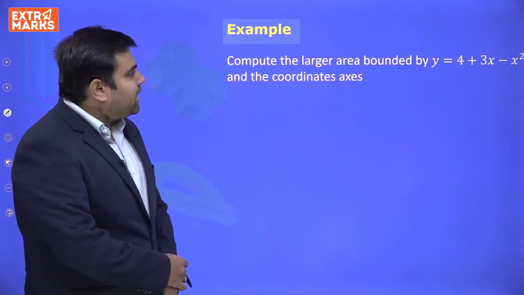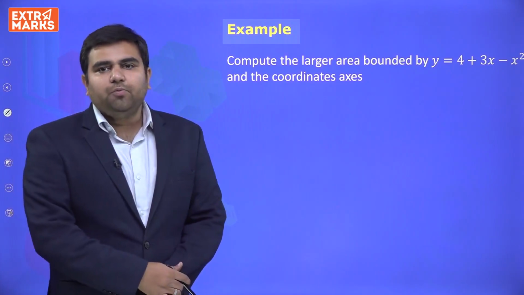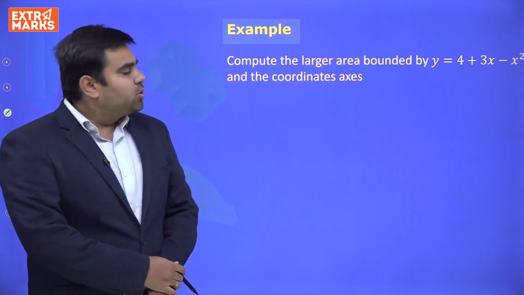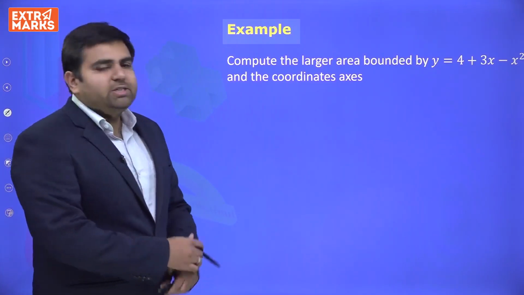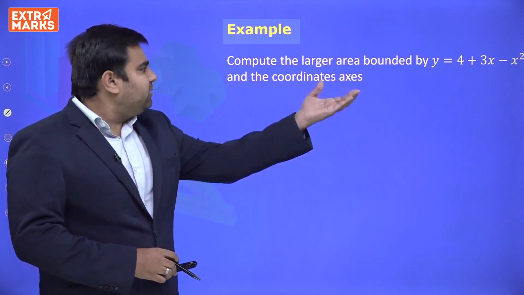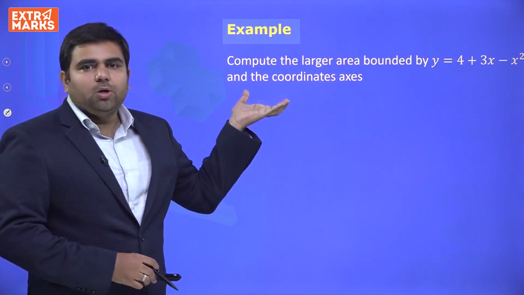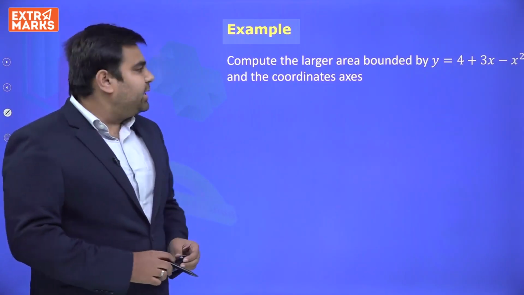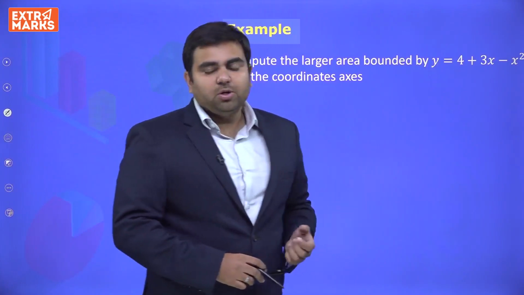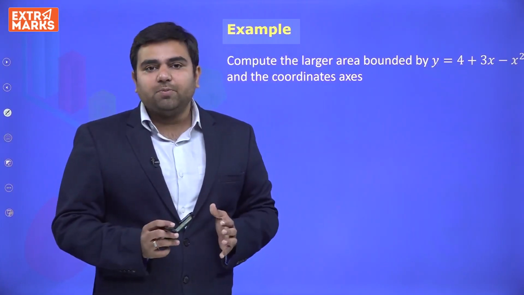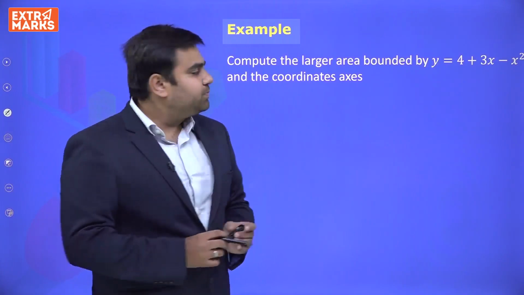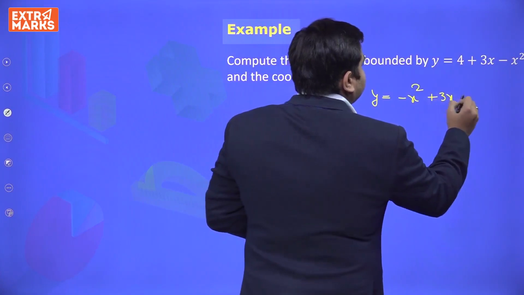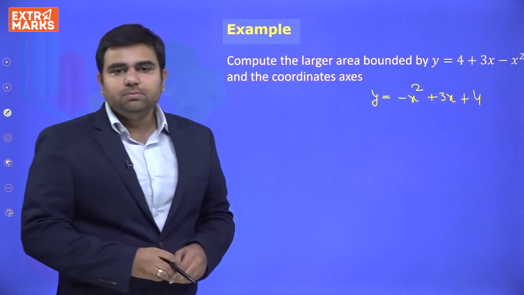Compute the larger area bounded by y equal to 4 plus 3x minus x square and the coordinate axis. So basically we need to compute the larger area bounded by this curve and the coordinate axis. In order to find this area, firstly we need to plot this curve. So how do I plot this curve? This is really important for us to understand. So y is minus x square plus 3x plus 4, right?